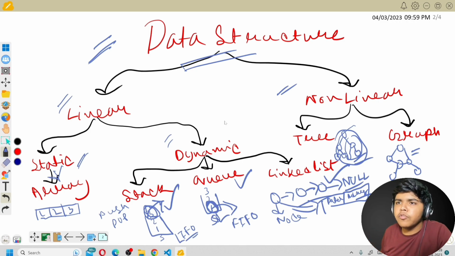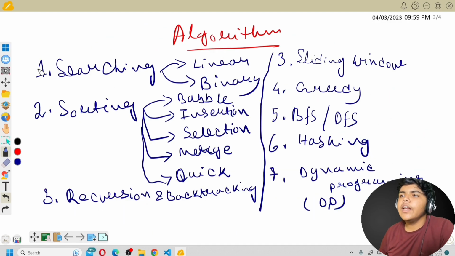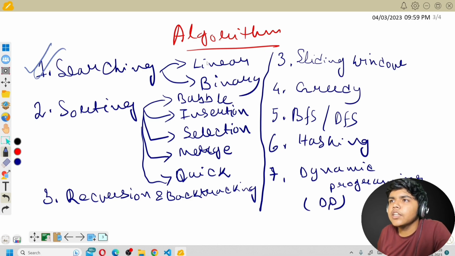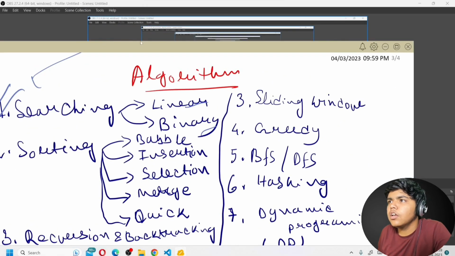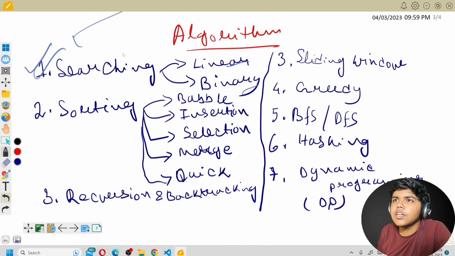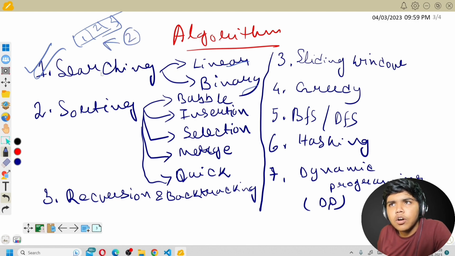And if I move to algorithm, there are 7 types of algorithm, and you need to learn searching algorithm. Searching is basically two types, linear search and binary search. Given an array with many numbers like 1 2 3, and you are given a number like 2, you need to search for it over here. That's called searching, linear search and binary search.